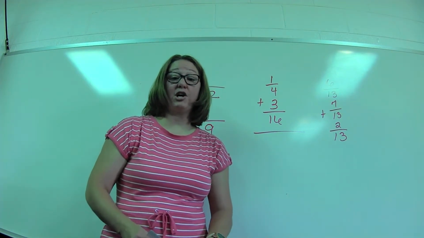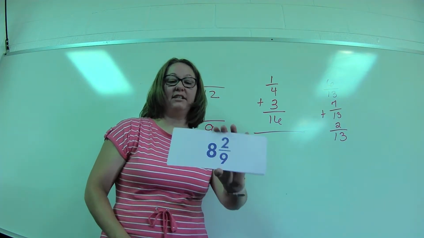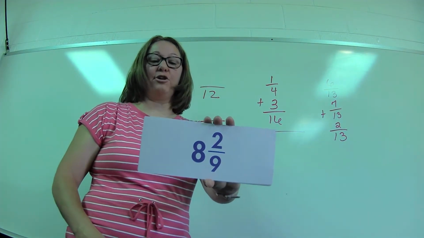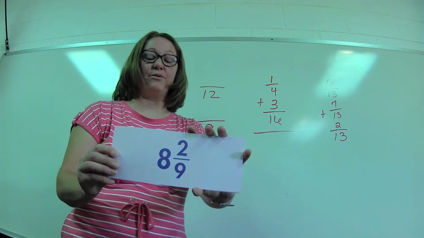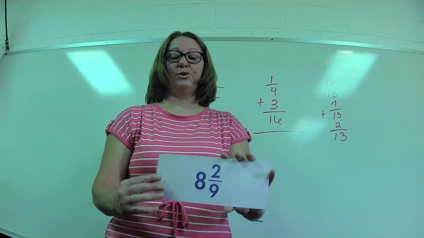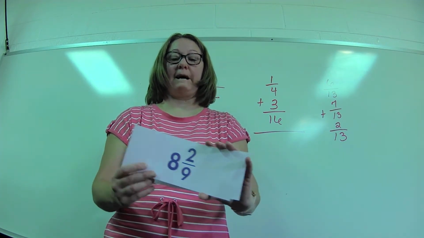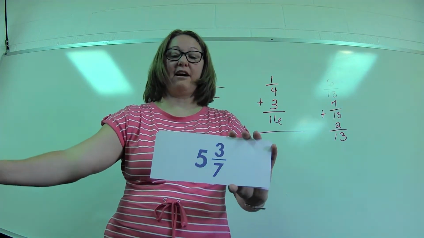Okay, today we're going to be talking about subtracting fractions, but before we get to subtracting fractions, let's take some mixed numbers here and turn them into improper fractions. So you have 8 and 2/9. Remember the rule is whole number times the denominator plus the numerator. So do you got it? What do you got? 74/9. All right, how about 5 and 3/7?